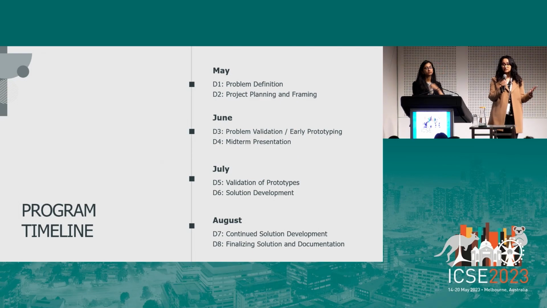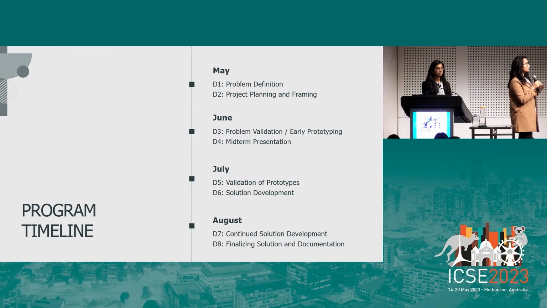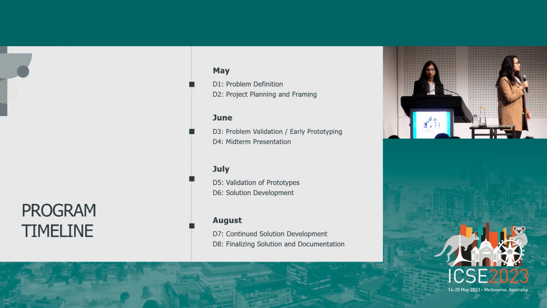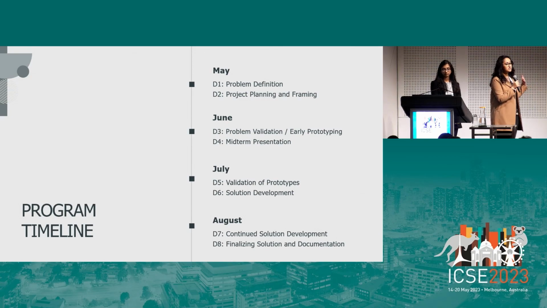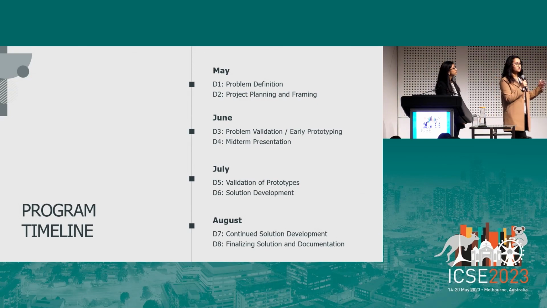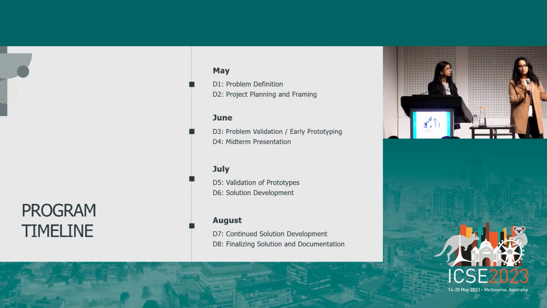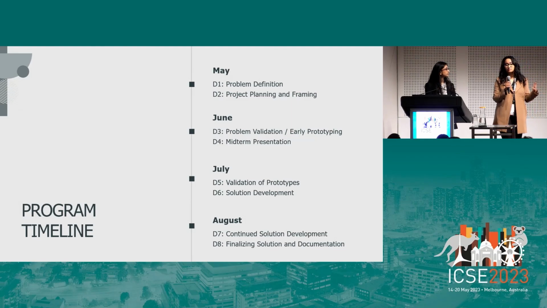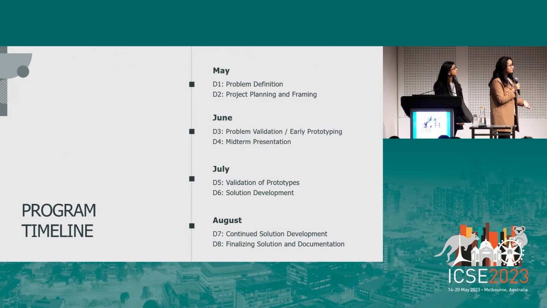The entire program lasts 4 months, although many students chose to pursue their projects out of interest past these 4 months. So each month was divided into 2-week sprints, which follows the schedule, if you will, of design thinking. So closer to the beginning of the program, we had more of a focus on problem definition, project planning. We had a midterm presentation so that the teaching team could ensure that the students were mostly on track. And towards the tail end of the program, we had a heavy emphasis on validation and solution development.